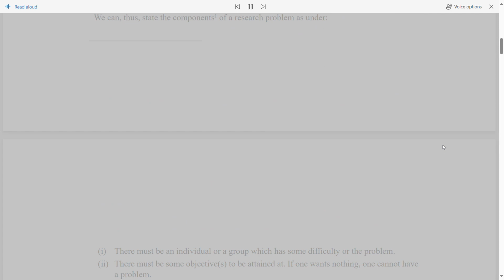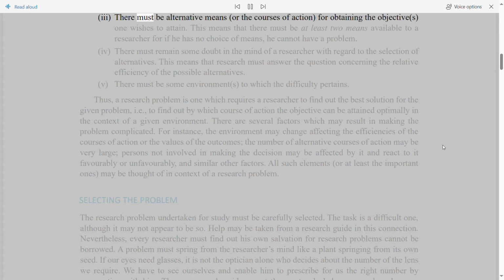We can, thus, state the components of a research problem as under. 1. There must be an individual or a group which has some difficulty or the problem. 2. There must be some objectives to be attained. If one wants nothing, one cannot have a problem. 3. There must be alternative means, or the courses of action, for obtaining the objectives one wishes to attain. This means that there must be at least two means available to a researcher, for if he has no choice of means, he cannot have a problem.